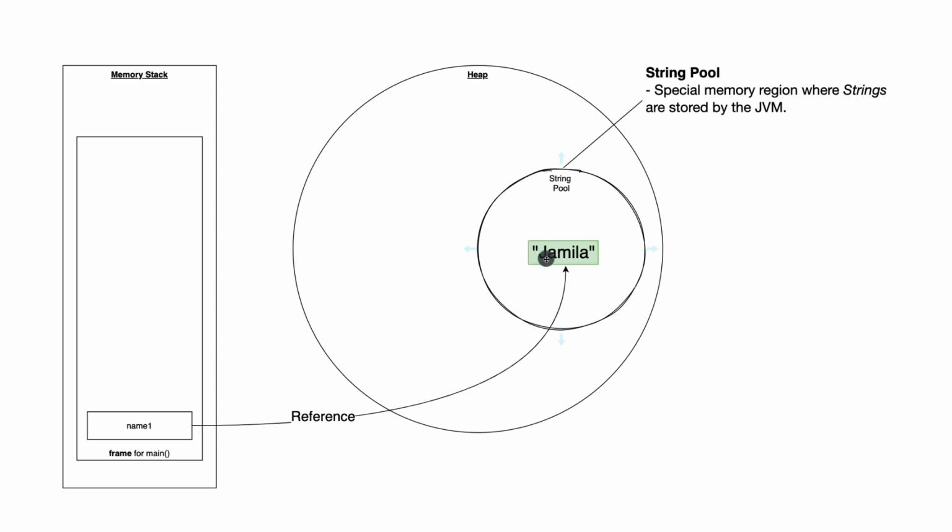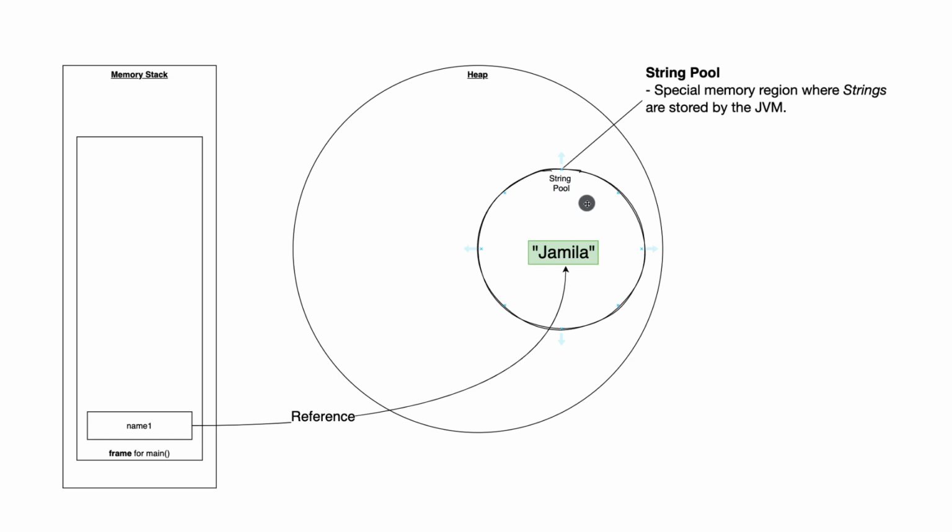Now, Jamila here is stored within the heap in a special place called a string pool. So the string pool is a special memory region where strings are stored by the Java virtual machine. Now, why is this important? Well, as I said, strings are the most used data types within Java. Therefore, it needs to be optimized. Now here, we have Jamila inside of this string pool.